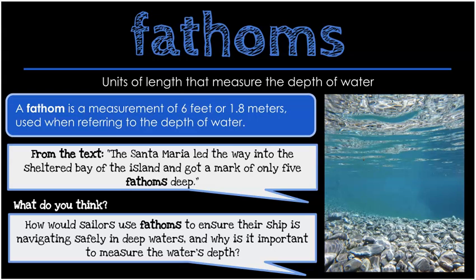From the text, "The Santa Maria led the way into the sheltered bay of the island and got a mark of only 5 fathoms deep." And of course, if a fathom is 6 feet, that'd be 30 feet deep. What do you think? How would sailors use fathoms to ensure their ship is navigating safely in deep waters? And why is it important to measure the water's depth, especially if you're in a boat?